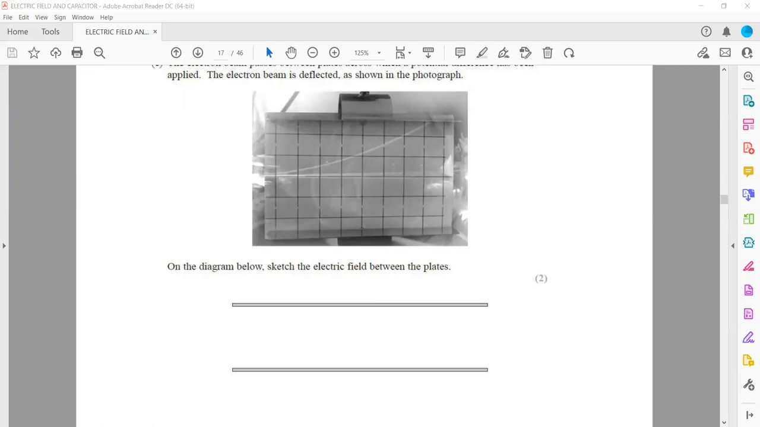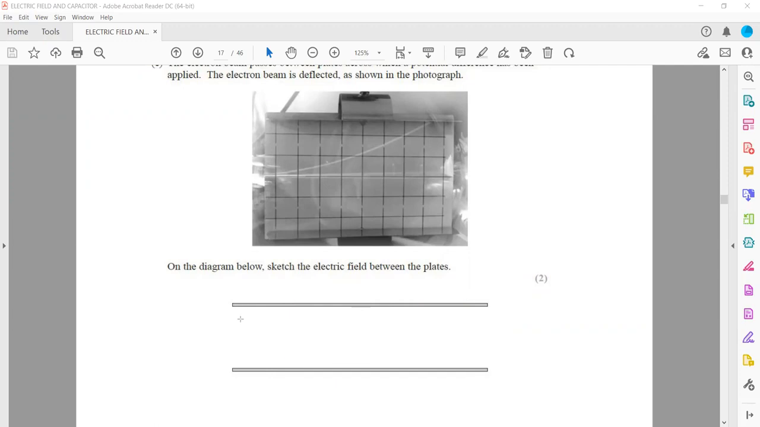So which of the plates is the positive plate? As the electrons are going up, the top is the positive plate and the bottom is the negative plate. So here, this will be the positive plate. We don't have to write a chart, but we have to draw the electric field. So electric field lines, remember, go from positive to negative.